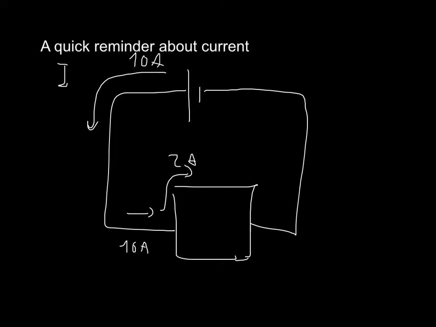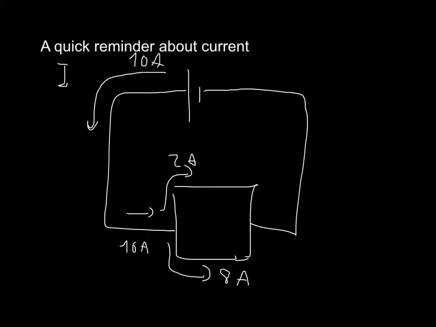Now pause the video, think about it, come up with an answer, and see whether your common sense agrees with me. Alright, hopefully you did this. Since I have 10 amperes here and they can't go anywhere, if here I only have 2, the rest have to have gone this way. Therefore, here I got 8 amperes.